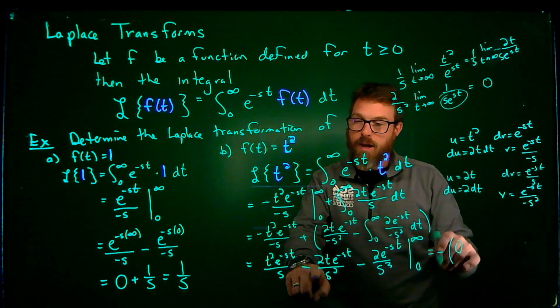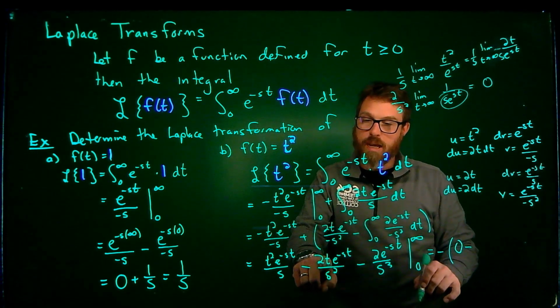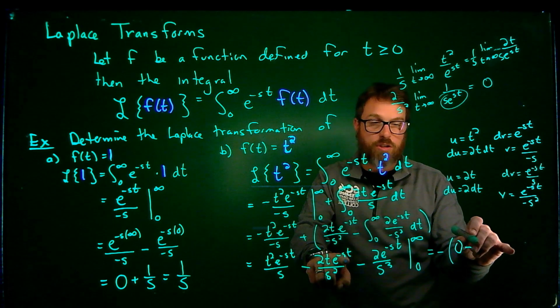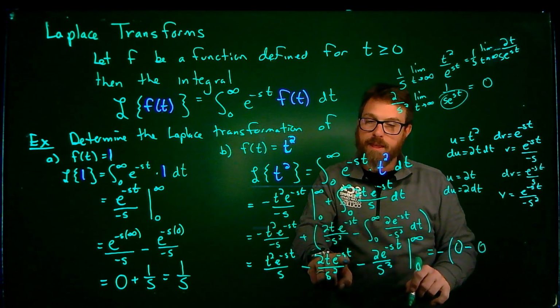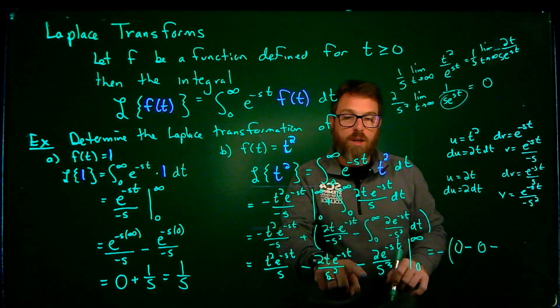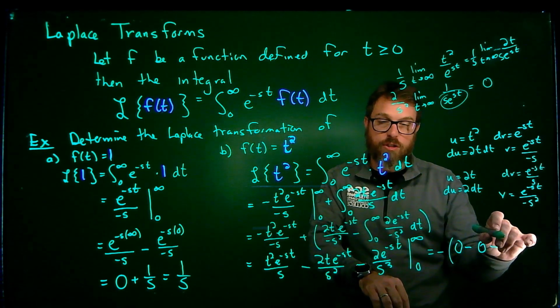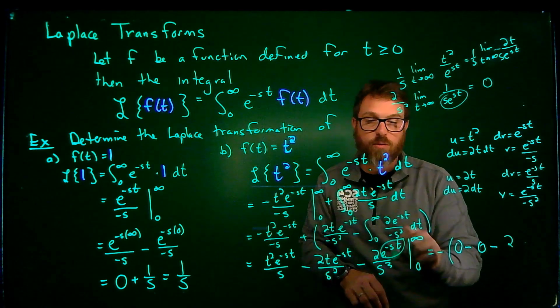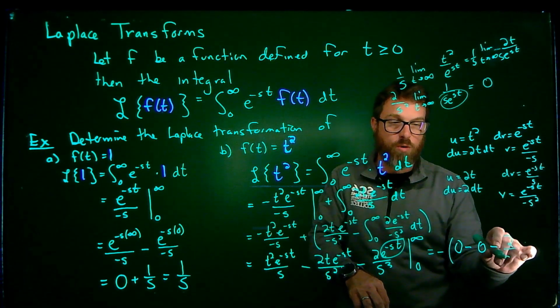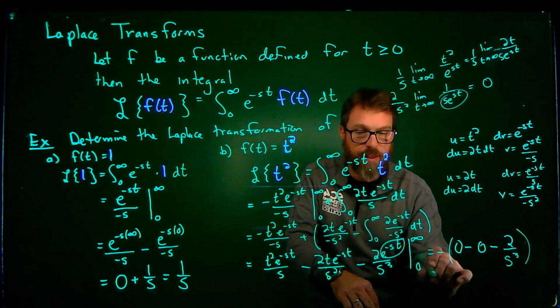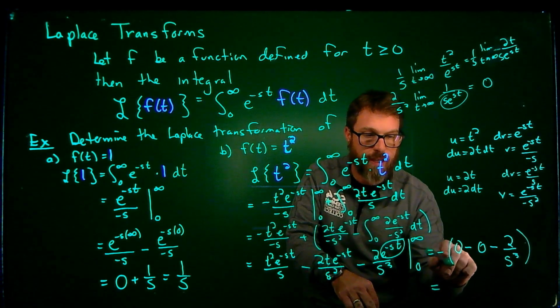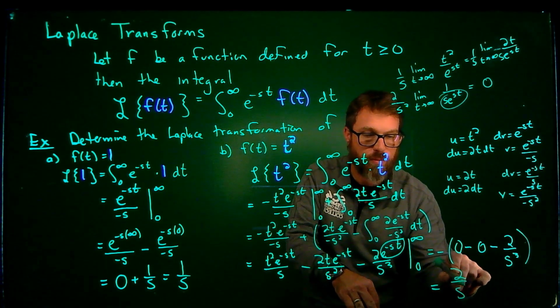This is going to be minus 2 times 0, e to the 0, which is 1, so this is also going to be equal to 0. And then minus, when t is equal to 0, this is going to be equal to 1, so this is going to be 2 over s cubed. Finally spitting out, a negative is going to be 2 over s cubed.